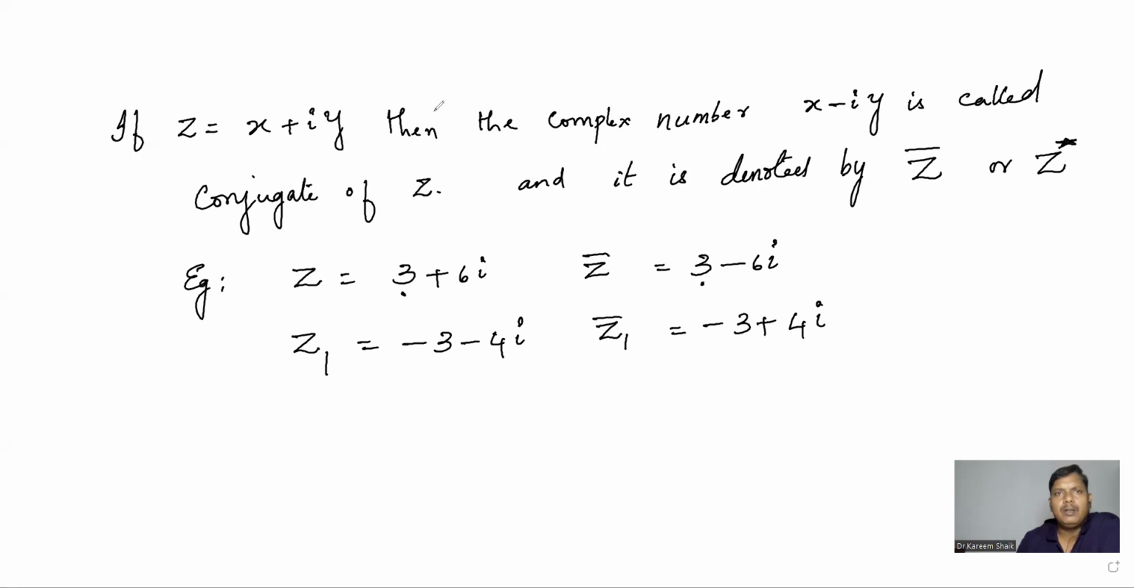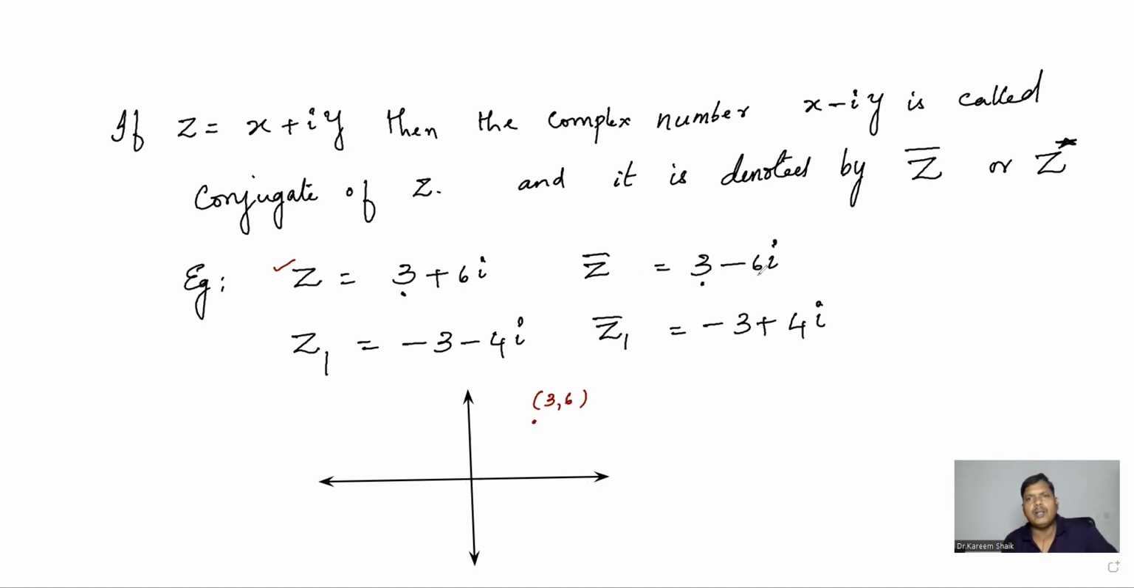Geometrically, let's observe what the geometrical meaning of the conjugate of a complex number is. For example, here z is 3 plus 6 iota. I am writing this as 3 comma 6, which is present in the first quadrant. What is its conjugate? 3 comma minus 6. The x coordinate is 3 and the y coordinate is negative 6. So the x coordinate is positive and the y coordinate is negative, so it is present in the fourth quadrant, maybe here, 3 comma minus 6.